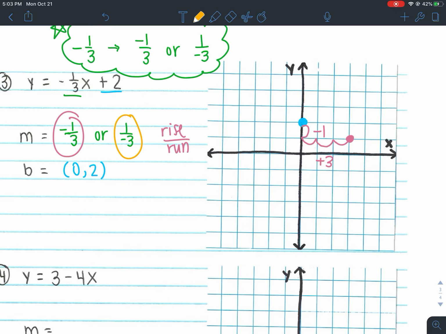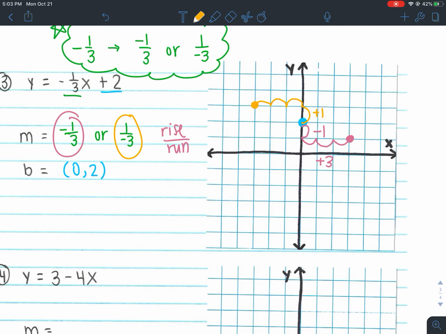Okay? And then just to be different, let's go ahead and use the other slope too. So let's start at the beginning again at the y-intercept of baby blue. We're going to go rise of up 1 and then run -3. So that's going to be to the left. So 1, 2, 3. And then we plot a point there. So again, you can do either direction.